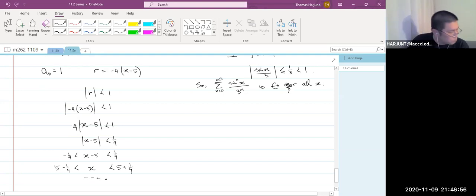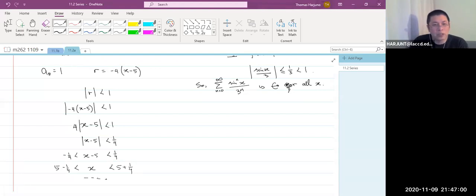Okay? Now you will see in future, much later, we call this the interval of convergence. We call this the interval of convergence. I think this is where I want to stop.